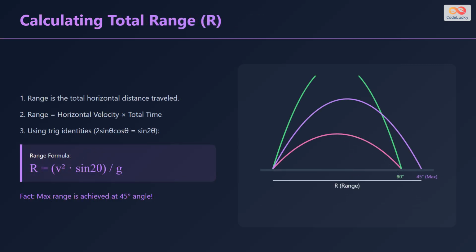Another important metric is the range, or the total distance traveled along the ground. This depends on both how fast the object is moving horizontally and how long it stays in the air. The formula for range involves the sine of 2 times theta. Interestingly, this formula mathematically proves that an angle of 45 degrees gives the maximum possible range.